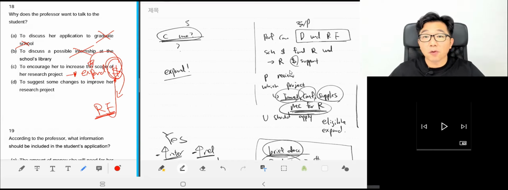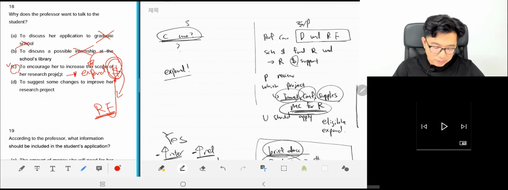School gives funding for the research, and she says, I want to expand. The professor basically says, do you want to expand? Because if you want to expand your research, you need some monetary support, right? So it is a little bit broad and general, but C looks pretty good as the answer, right?